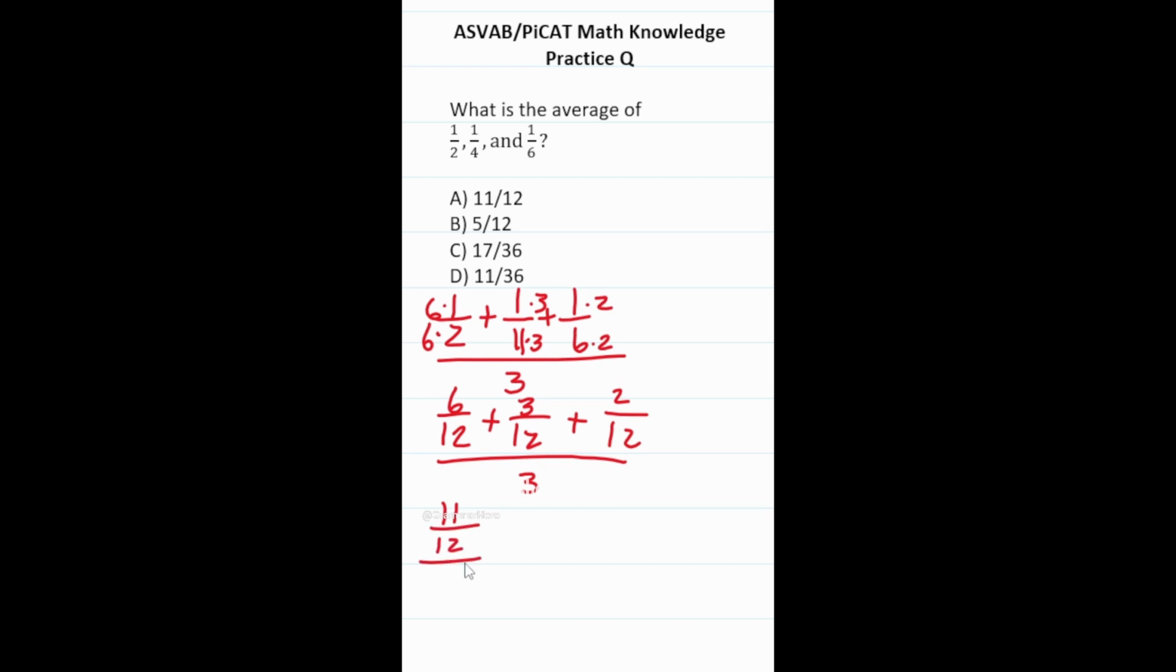This is 11 over 12 divided by 3. Write 3 as a fraction by placing it over 1. Now follow the algorithm: keep, change, flip. Keep 11 over 12 the same. Change from division to multiplication. Flip this bottom fraction to be 1 over 3.